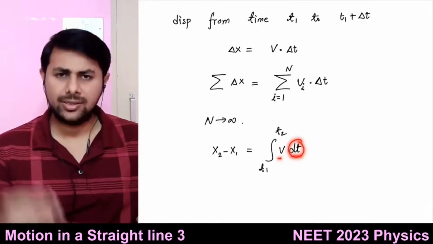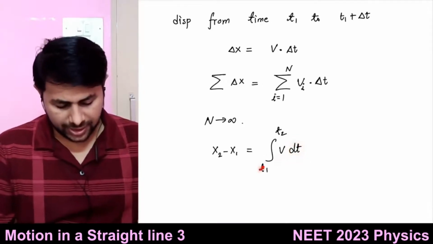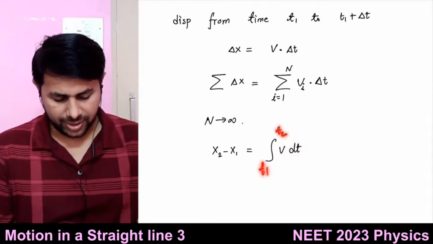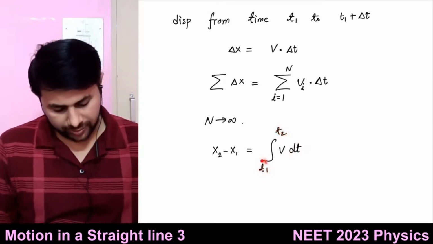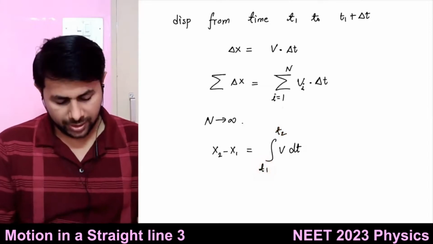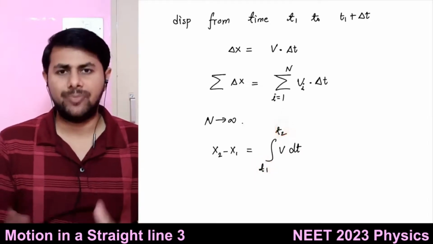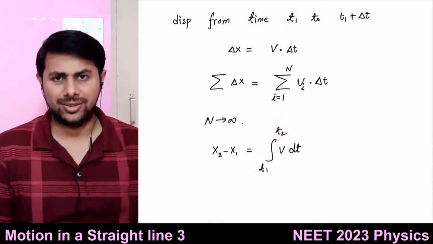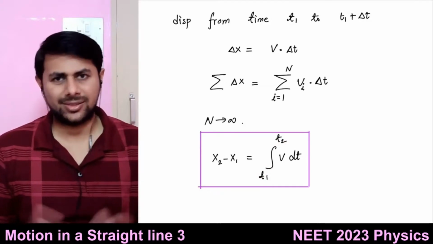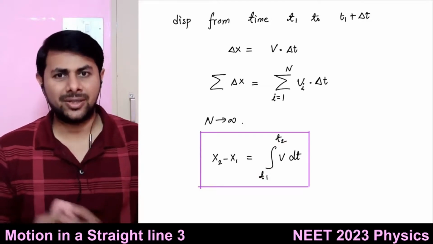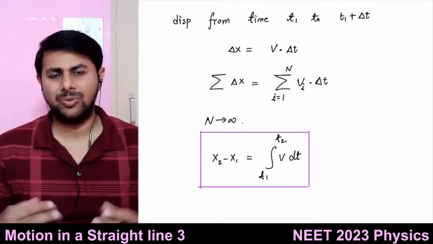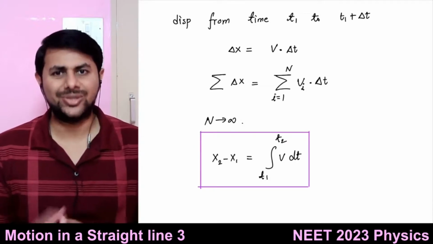So dt means the time is variable and it's changing from time t1 to t2. So t1 is known as the lower limit, t2 is known as the upper limit for this integration. Now I have made separate lectures on integration and other mathematical techniques. So if you don't know about them, please check those lectures.